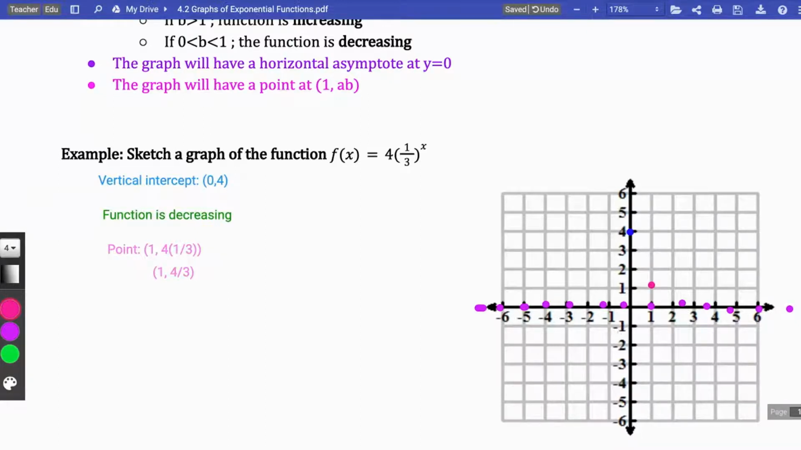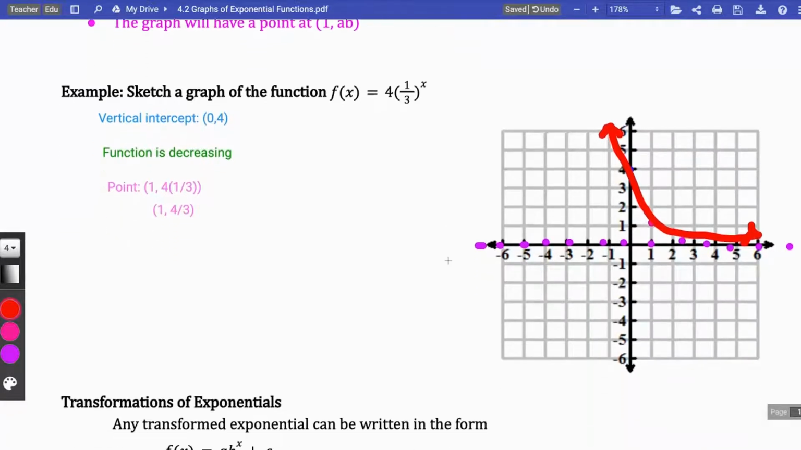And now that I have 2 points, I know that this graph is decreasing, which means as it approaches the horizontal asymptote, it's going to get really close to 0 but not touch it. So my actual function is just going to look like that. And that is a good sketch of this graph. And that's all you have to do. You just identify the vertical intercept, say if it's increasing or decreasing, so you know what's going on, and then graph your point.